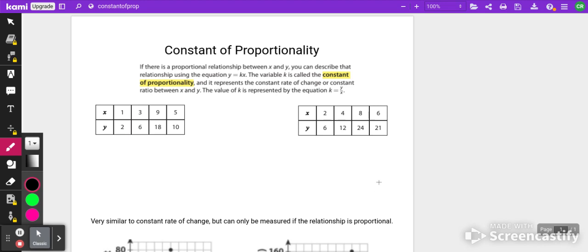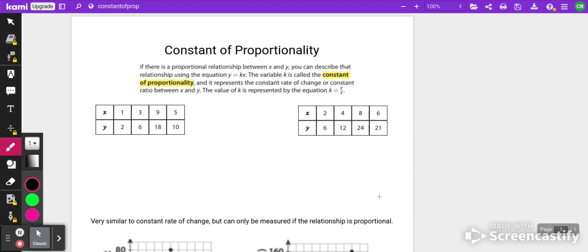All right, so the definition here says that if there is a proportional relationship between x and y, you can describe that relationship using the equation y equals kx. Remember that means k times x because they're right next to each other. The variable k is called the constant of proportionality, and it represents the constant rate of change or constant ratio between x and y. The value of k is represented by the equation k equals y divided by x.